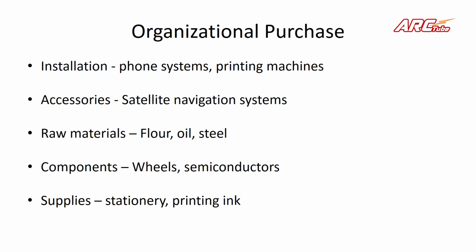For example, installation can be your PABX system or phone system, maybe printing machines you have. For accessories, it can be the satellite navigation systems you have. For raw materials, you can have flour, oil, steel. If you're in the apparel industry, it can be your fabric, trims, and all that. Those can be raw materials for you. Then the components can be wheels, semiconductors, likewise. The supplies are stationery, or printing ink as well. So that's about organization purchase. Always make it a point to remember it's not B2C, it's B2B, that's business to business.